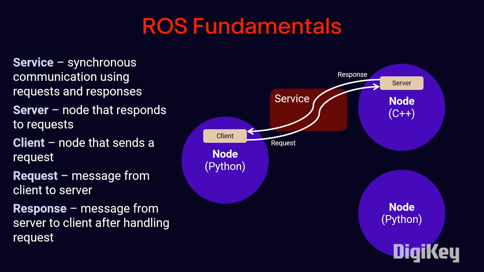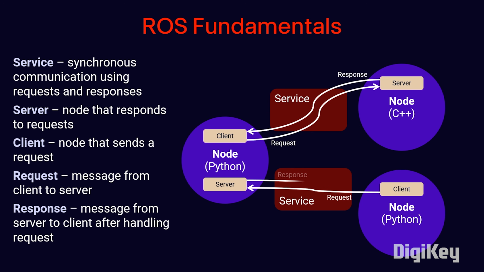Nodes can contain multiple client and server objects, so a node can act as both a client and a server in different contexts. For example, a node might send requests to one server node and respond to requests from a different client node. Note that services are purely a one-to-one communication scheme. A server responds to only the node that sent the request. If you need to broadcast something to multiple nodes, you should probably use topics instead. With that in mind, let's see how services work in actual code.